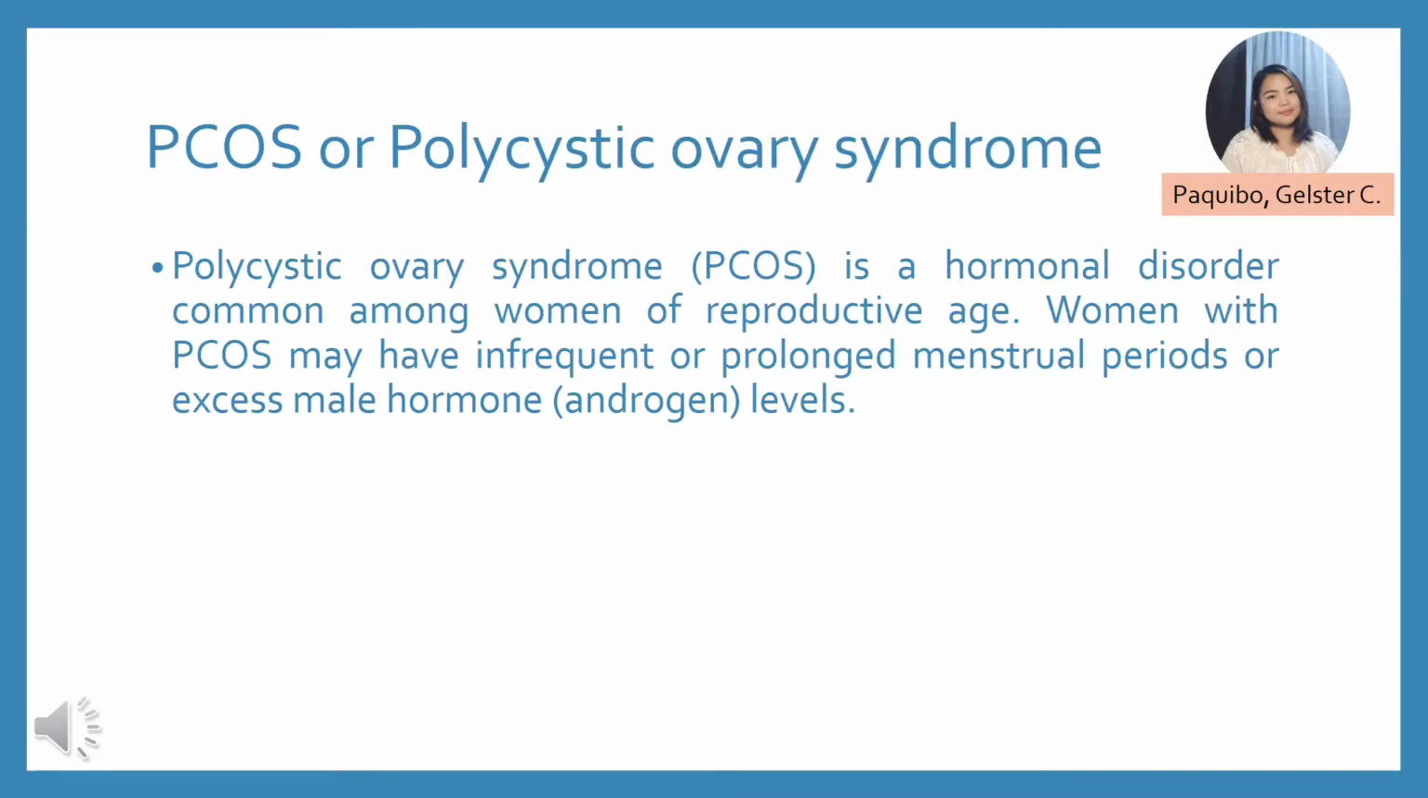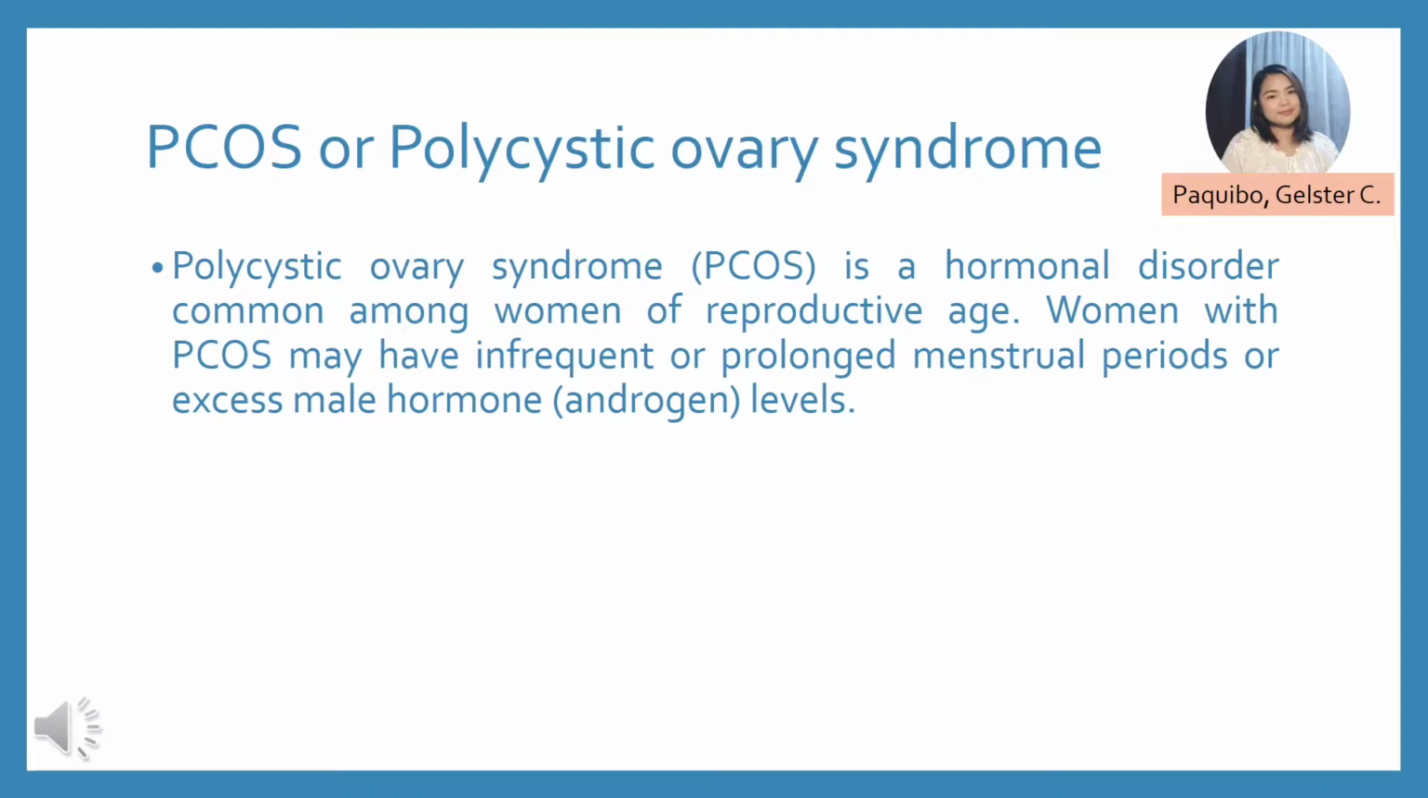Next is PCOS, or polycystic ovary syndrome. Polycystic ovary syndrome is a hormonal disorder common among women of reproductive age. Women with PCOS may have infrequent or prolonged menstrual periods or excess male hormone, or androgen, levels. Within the age of 15 to 44, 2 to 27% of women have PCOS, and 70% of this population don't know that they have it.